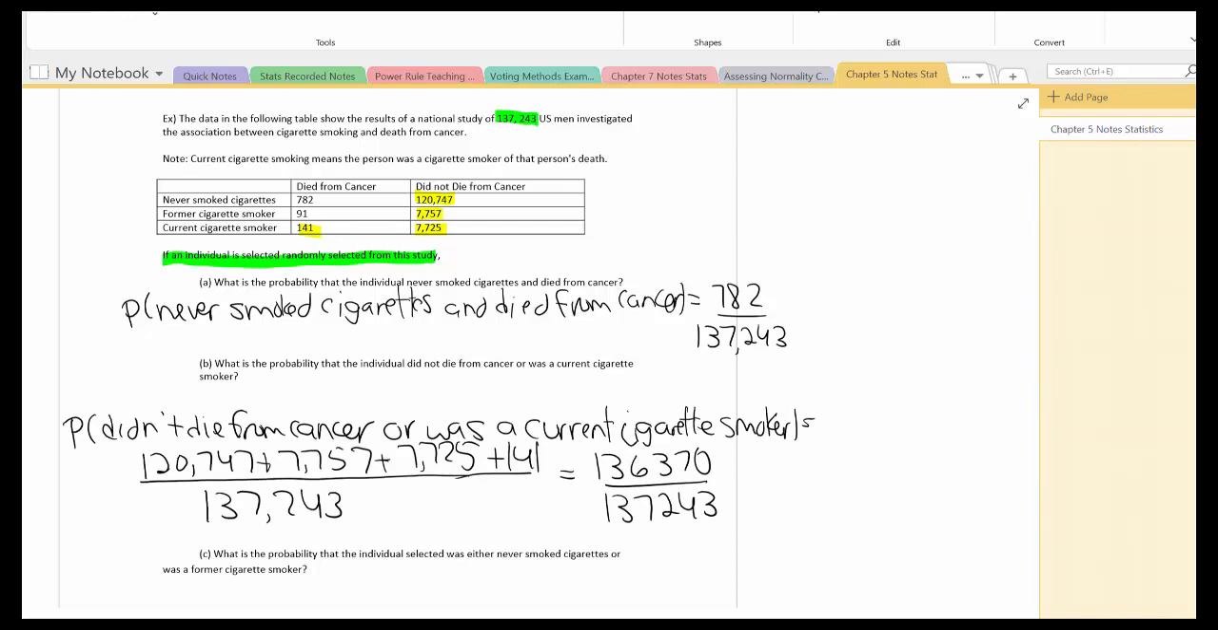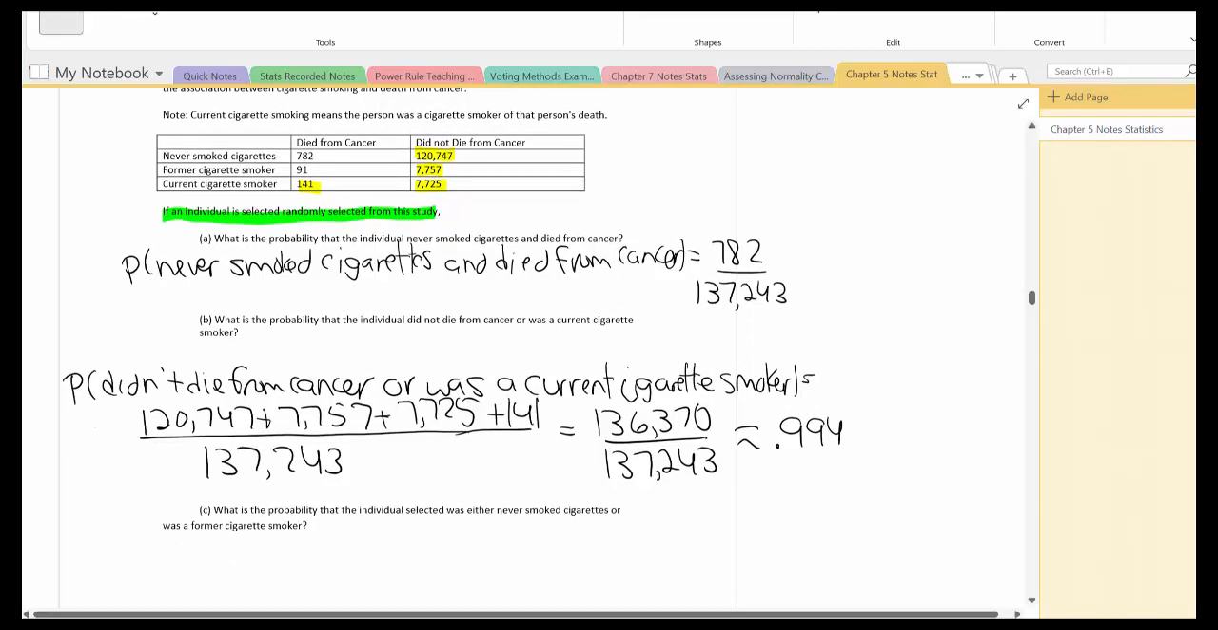Okay, so setting it up, we get 136,370 over 137,243. Which, by the way, if you wanted to do as a decimal, that's approximately 0.994. But for these probability problems, leave them as fractions reduced in the lowest terms. Okay, one more example then.